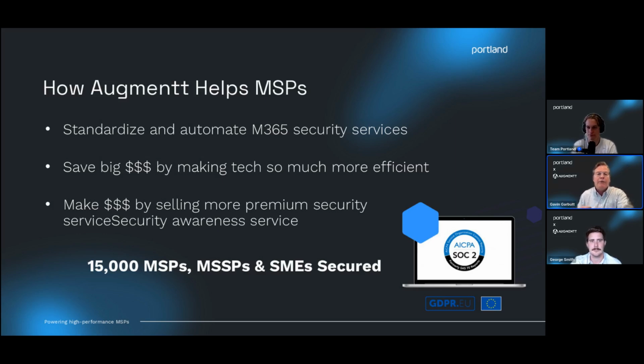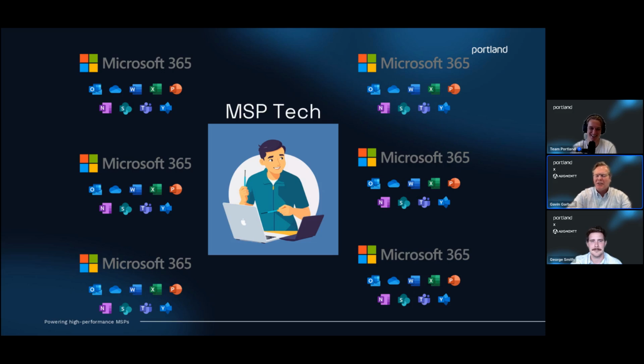To let you know, we have 15,000 MSPs, MSSPs, and SMEs secured around the world. About 26% of that is in Europe. We are SOC 2 Type 2 certified, GDPR compliant, and we are actually opening our European data center in Germany in the next week. So all your data will be completely hosted and GDPR compliant, NIS2, SOC 2, all of it. We take that very seriously.